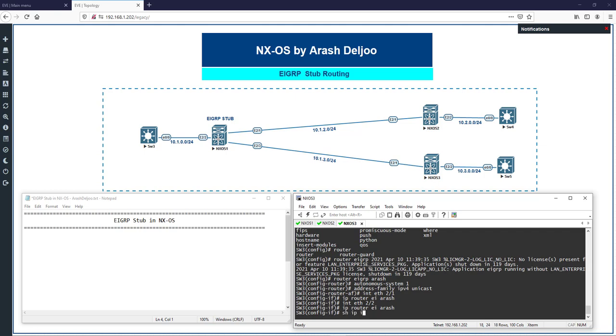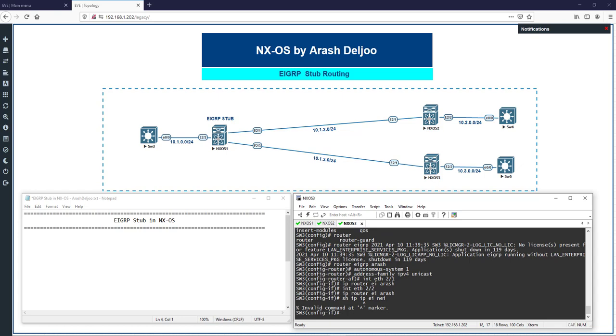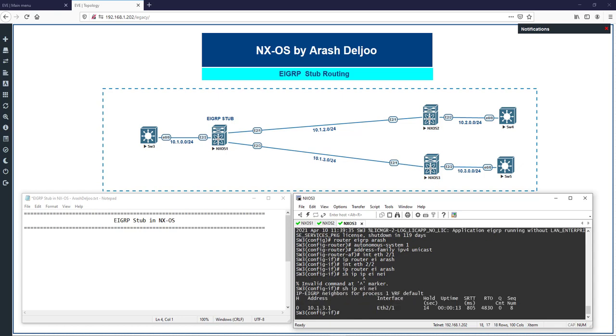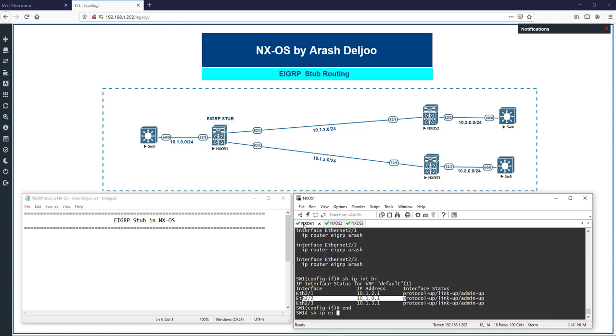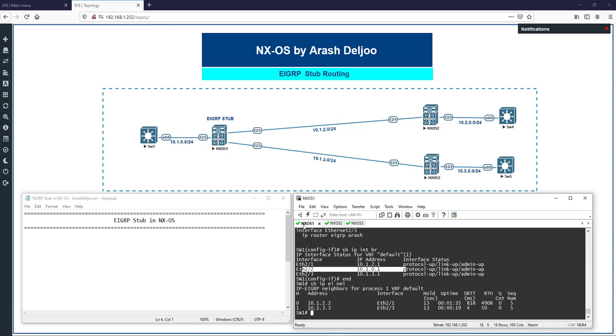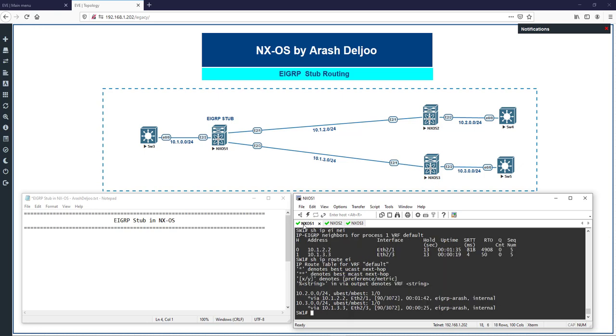Now we should have a neighborship in this router with router 1. Show IP EIGRP neighbors. We have a neighborship. On NXOS1, if you check the neighborship table, show IP EIGRP neighbors, we have 2 neighbors. And also in show IP route, you can see that we receive 2 routes with EIGRP Arash. The first is 10.2.0.0 and the second is 10.3.0.0/24, now learned from router 2 and from router 3.